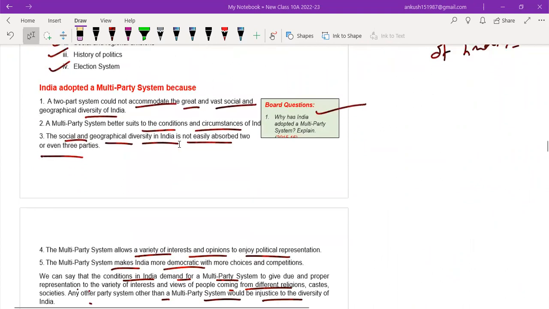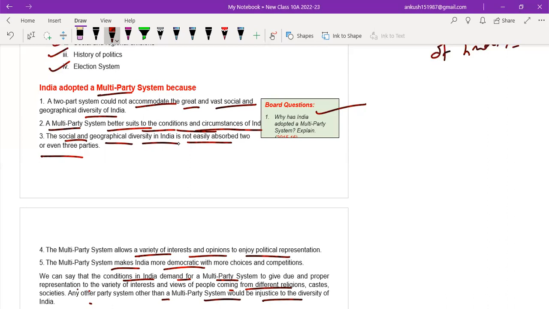India adopted a multi-party system. I'm repeating it again: why was it adopted? Because India has many social and geographical diversities and differences. There are differences in language, in traditions, and in ways of leading life. Second, a multi-party system better suits the conditions and circumstances of India. Even a multi-party system with only 2 or 3 parties would not be able to handle all of its social and geographical diversity. That is why a multi-party system is necessary.